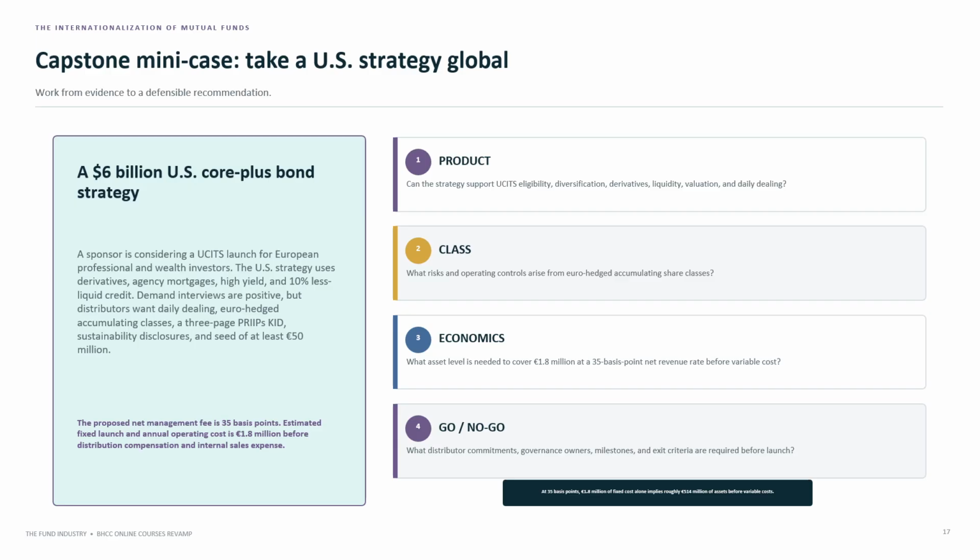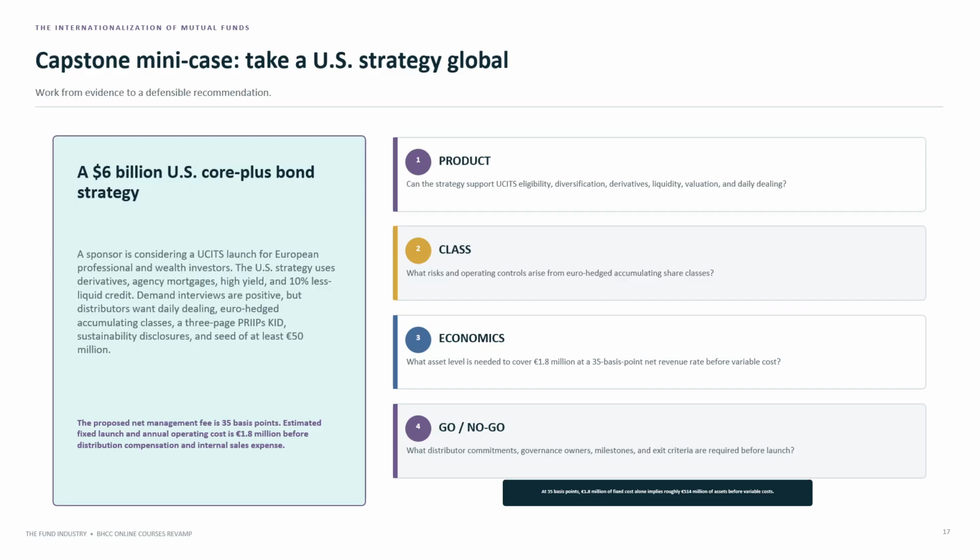Distributors report positive interest, but they want daily dealing, euro-hedged accumulating classes, a 3-page PRIIPs KID, sustainability disclosures, and at least 50 million euros of seed. The proposed net management fee is 35 basis points. Fixed launch and annual operating cost is 1.8 million euros before distribution compensation and internal sales expense.